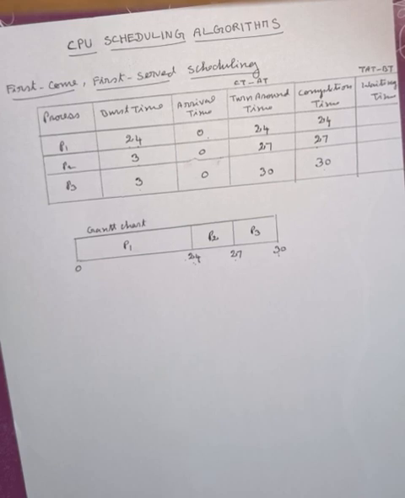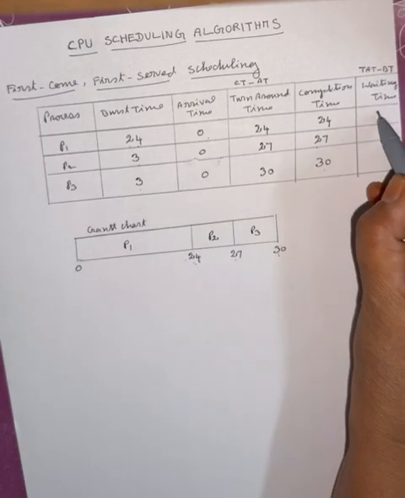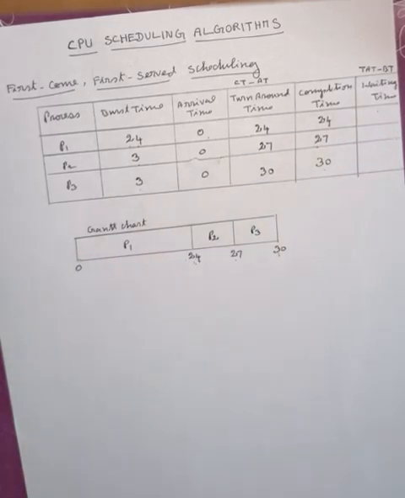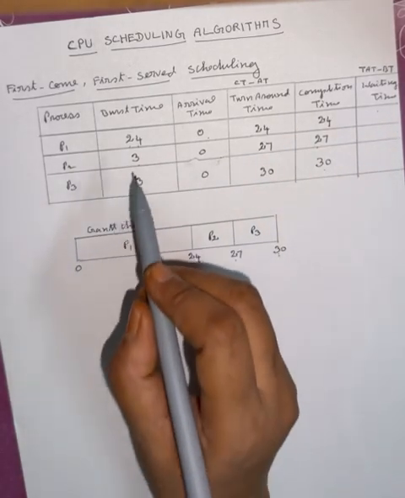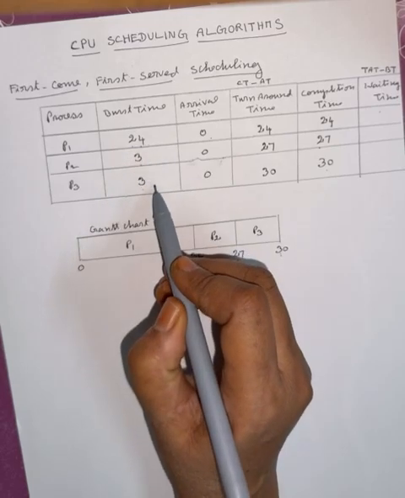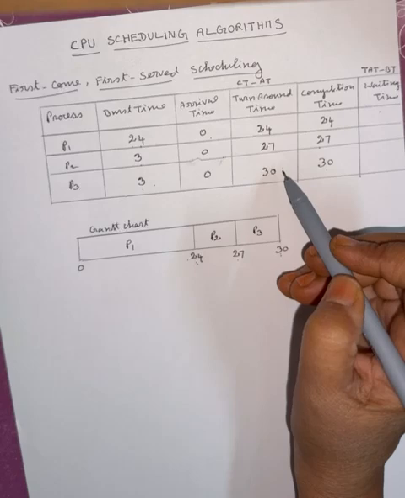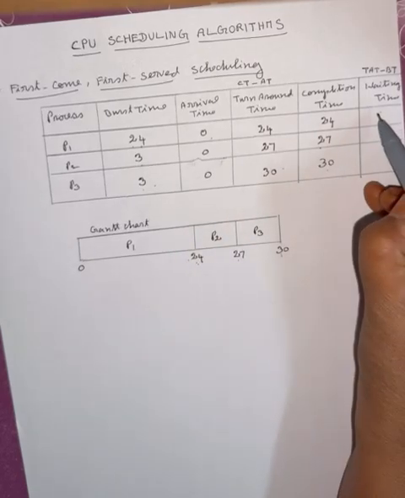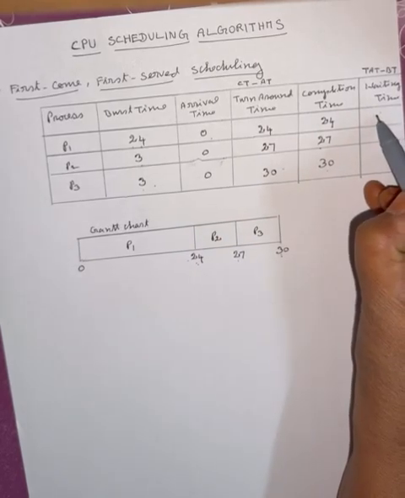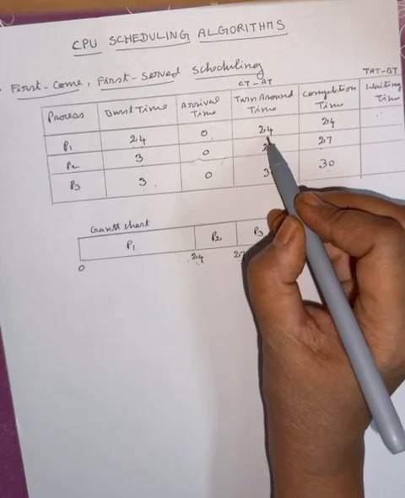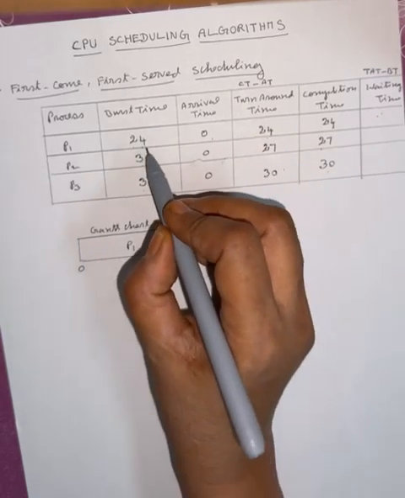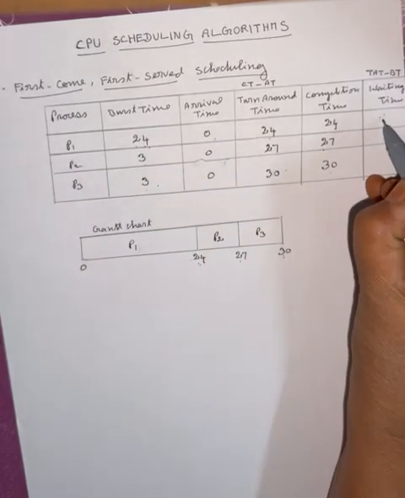Now from this, we are going to calculate waiting time. The formula for calculating waiting time is turnaround time minus burst time. Burst time is already given in the problem itself, and turnaround time we have calculated already. From these two, we can find the waiting time. For the first process P1, its turnaround time is 24 and its burst time is also 24.